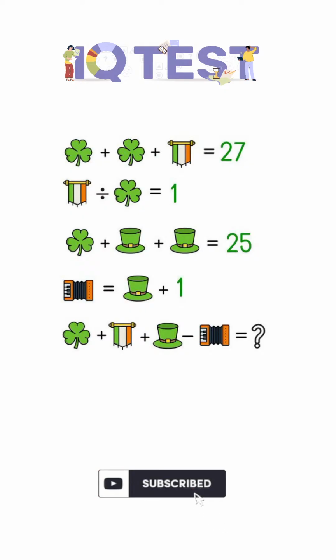Okay, so it means that the clover leaf over here, 1 is 9. So once the clover leaf is 9, automatically the flag is also 9, because the flag divided by the clover leaf is equal to 1. So once the clover leaf is 9, the flag is also 9.